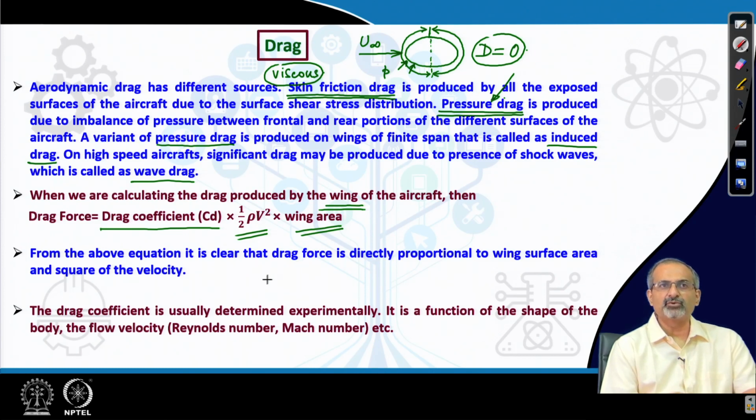Like lift, the drag coefficient is also often determined experimentally, and it is a function of the shape of the body and the flow velocity, especially the Reynolds number, Mach number, etc., representing the flow. So, depending on that, the drag coefficient would vary. It needs to be determined experimentally.